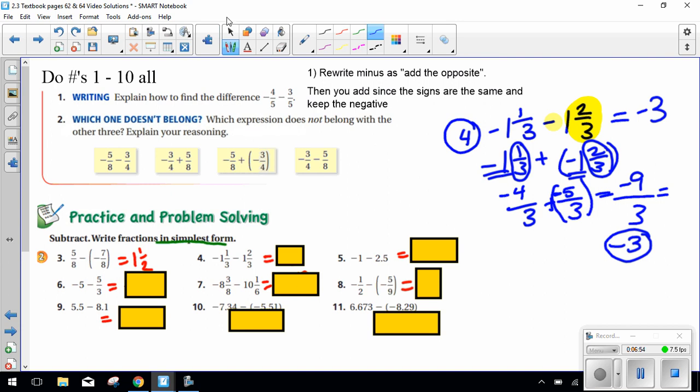You can do this either way. Whatever makes you happy is fine by me. Okay, let's move on to number 5. Okay, let's clean up this board.